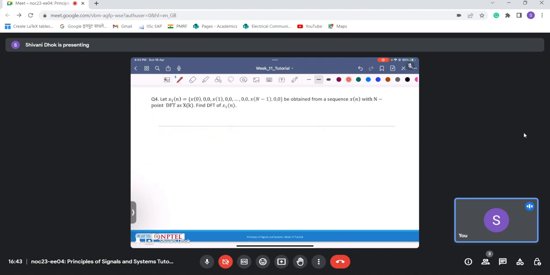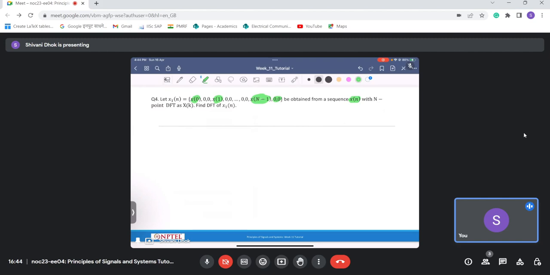Okay, let us look at the next question. So what we have been given is x1 of n is a sequence, and this x1 of n is constructed using another sequence, another n length sequence x of n. So basically what we are doing is we are inserting two zeros between consecutive values of this x of n. That's why what we have is x0, and after that we have two zeros, then x1, then two zeros, and so on. We continue, at the end we have x of n minus 1 and again two zeros.